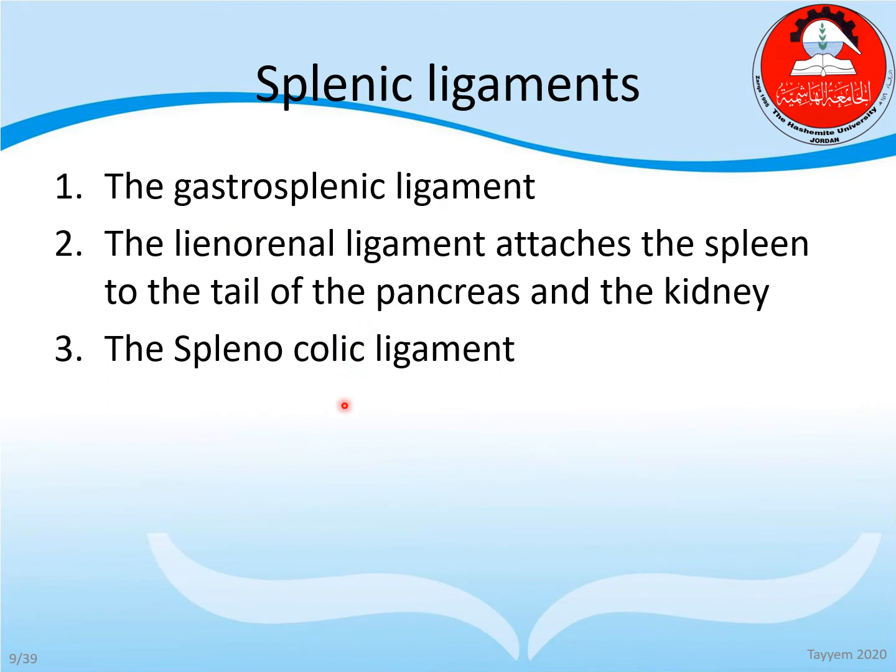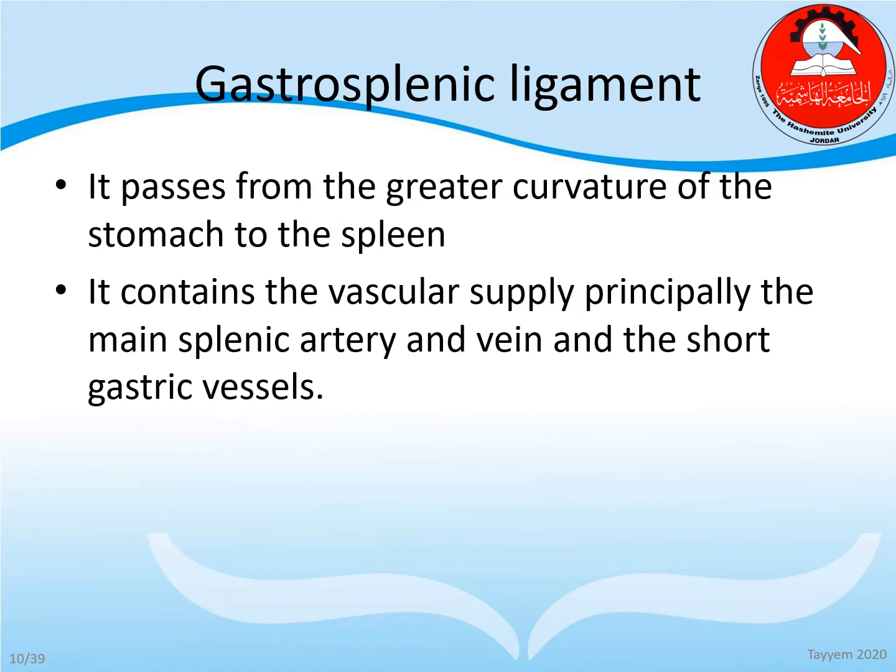The splenic ligaments, just to remind you: there are three main splenic ligaments: gastrosplenic, lienorenal or splenorenal, and the splenocolic ligament. Probably the most important one, which carries the blood vessels, is the gastrosplenic ligament, which passes from the greater curvature of the stomach to the spleen and contains the blood supply to the spleen, including the splenic artery, vein, and short gastric vessels.